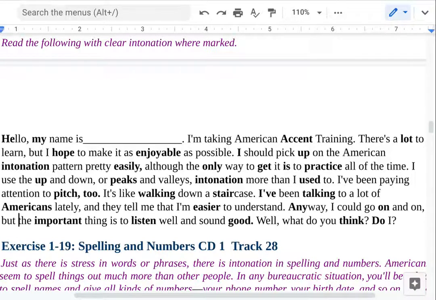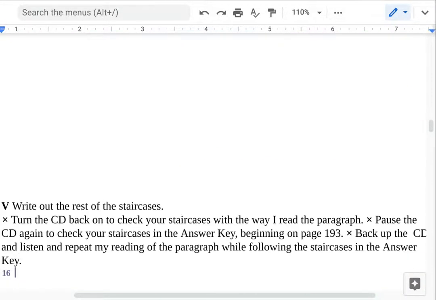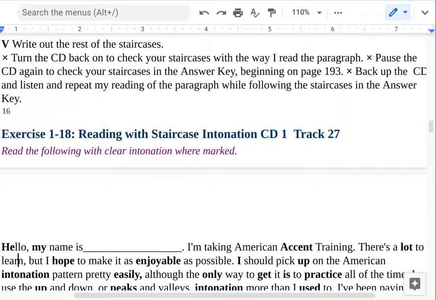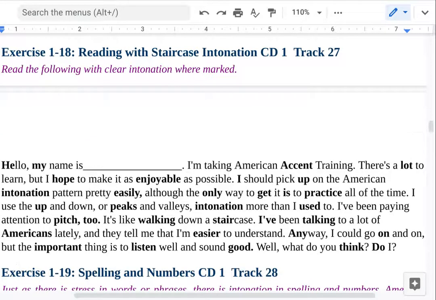Exercise 118. Reading with staircase intonation. Read the following with clear intonation where marked. Hello. My name is Anne. I'm taking American accent training. There's a lot to learn, but I hope to make it as enjoyable as possible.